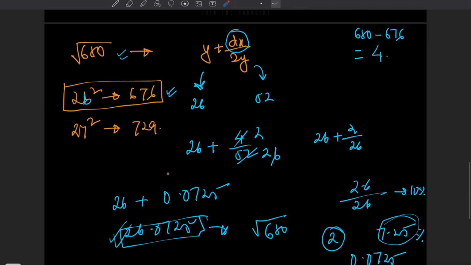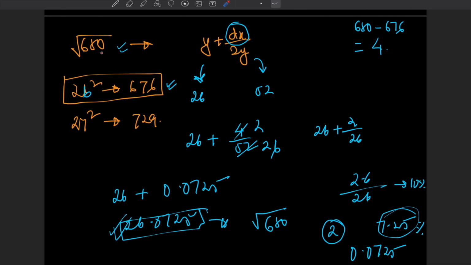In the next example, again we try to find the square root of 680. So 26 squared is 676, that is 4 less than 680. So we took 26 as our reference point. So y is 26, 2y is 52, dx is 4, because the difference between 676 and 680 is 4. So we have placed in the formula 26 plus 4 by 52. We have simplified it to 2 by 26.